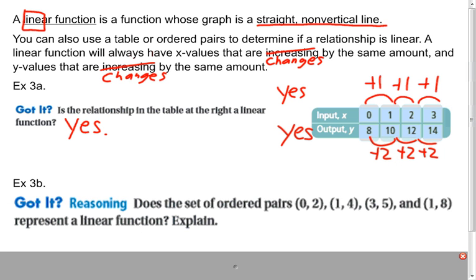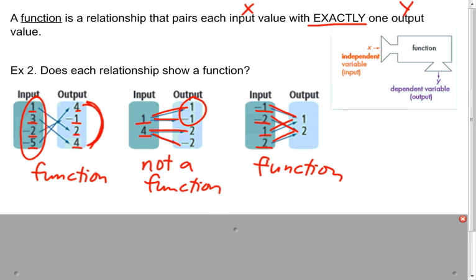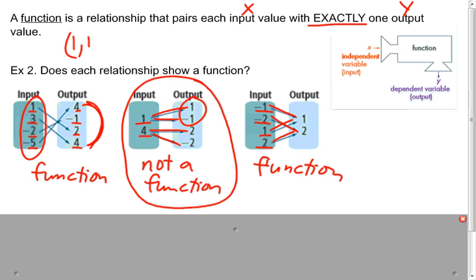Another way you can look at that, example 3b, do these ordered pairs represent a linear function? Well, I can't do the same thing I did up in this table to say that it adds 1 each time or that it adds 2 each time. But I want you to look at something here. When we looked at this one in the middle, okay, if I turned these inputs and outputs into ordered pairs, so the ordered pair 1, 1, 1, negative 1, 4, 2, and 4, negative 2.